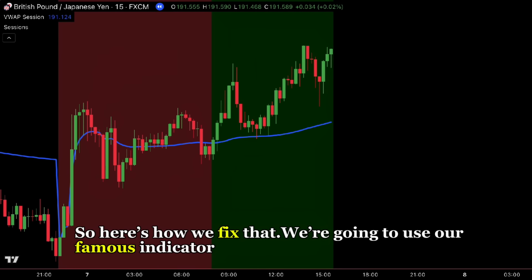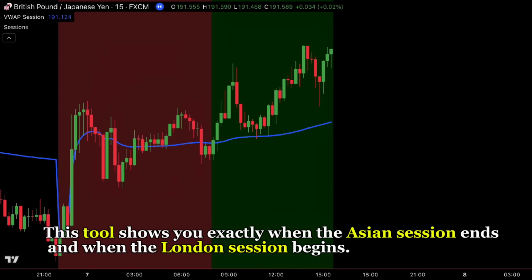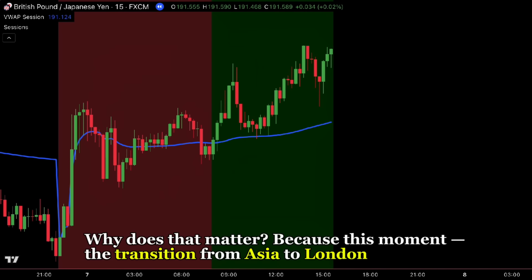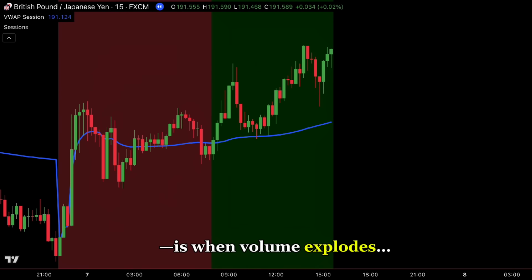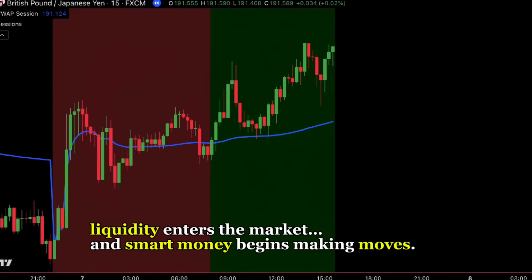We're going to use our famous indicator, the same one we used in the first strategy, called sessions. This tool shows you exactly when the Asian session ends and when the London session begins. Why does that matter? Because this moment, the transition from Asia to London, is when volume explodes. Liquidity enters the market and smart money begins making moves.